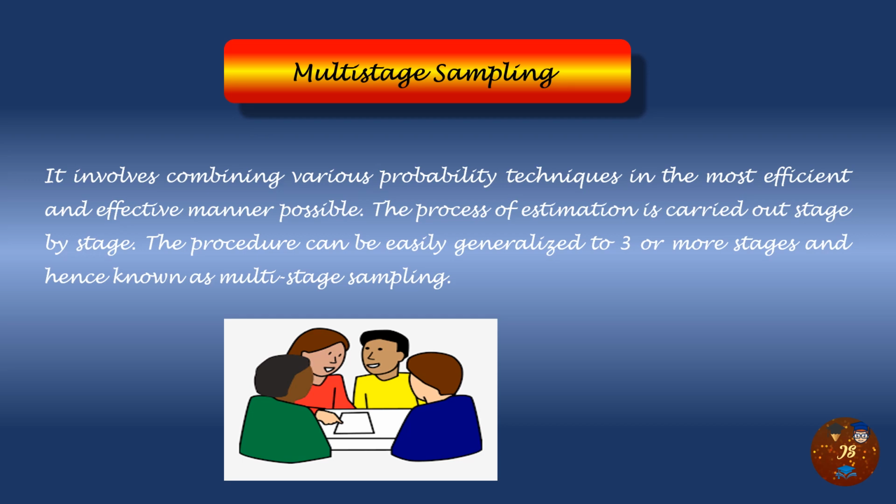Maybe there is a particular type of research work which needs random sampling technique, maybe in some stage, in some phase of that research work, cluster sampling. So when different stage by stage sampling techniques are involved, then it is called multi-stage sampling, and it is in the most efficient and the effective manner. It is very important. It is done in the most efficient and most effective manner possible. That means with minimized amount of error.